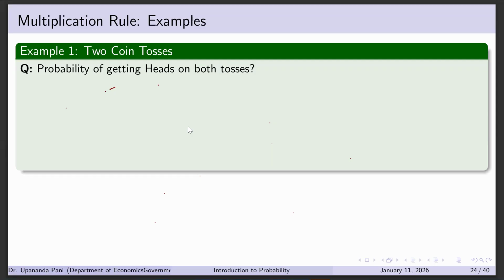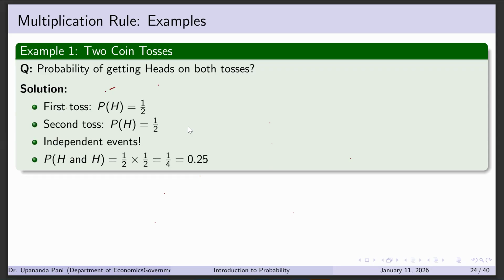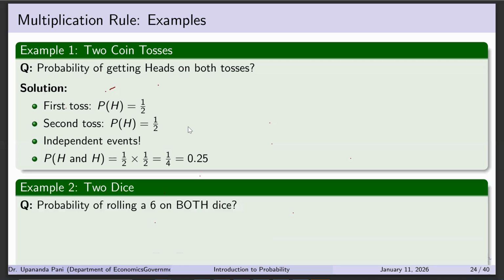Okay, Chinmay, what is the answer? 1/4. Very good, excellent. On the first toss, the probability of getting head is 1/2. On the second toss, the probability of head is half. Both are independent events because you are tossing 2 coins, not only one. So probability of head and head is half into half, that is 1/4, that is 0.25. Those who have not understood, you can tell me.